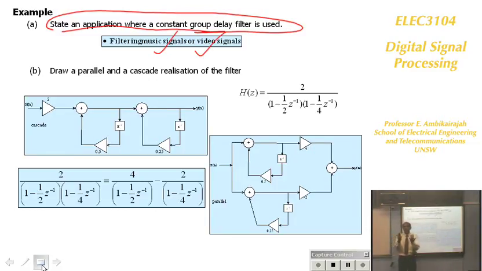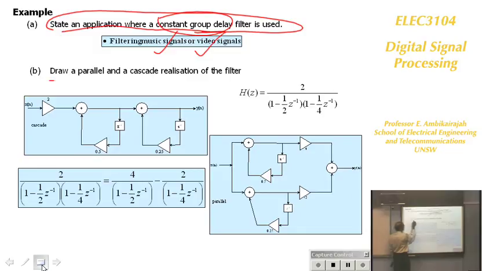Music signals actually depend on the harmonics, and if the harmonics arrive at the output of the filter at different times, when you combine them together, you'll get distortion. So if it's a music signal or video signal, you want to make sure it is filtered using an FIR filter with a linear phase. Whereas speech signals can be filtered with any filters, because the ear is not sensitive to phase distortion. So constant group delay filters are used for these two.